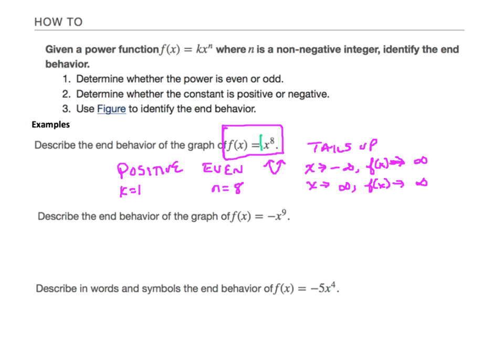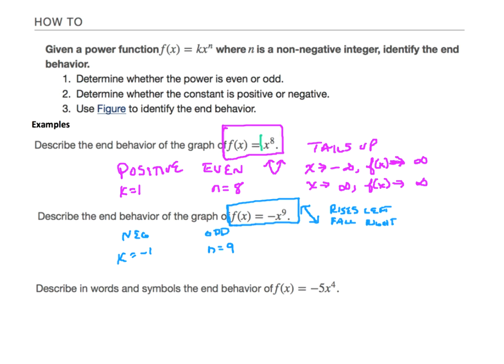All right, let's take a look at this next one. F of x equals negative x to the 9th. This would be considered a negative odd. It's negative because k is understood to be negative 1, and it's odd because n is 9. So I can think of the negative line, and that would be rises left, falls right.